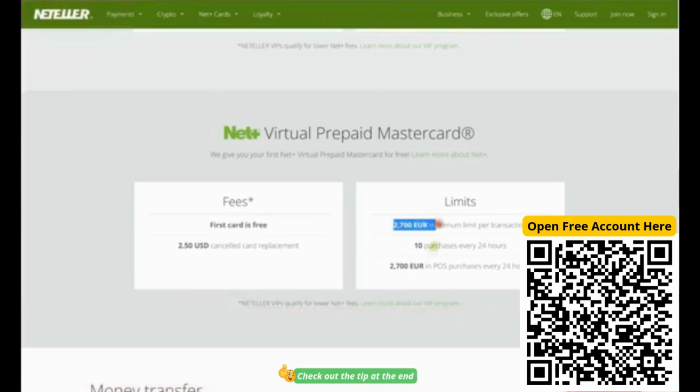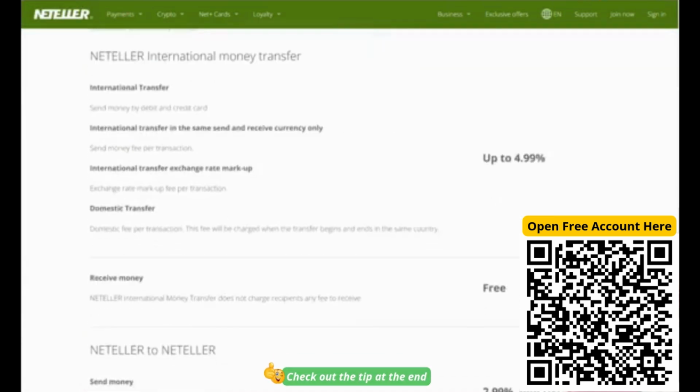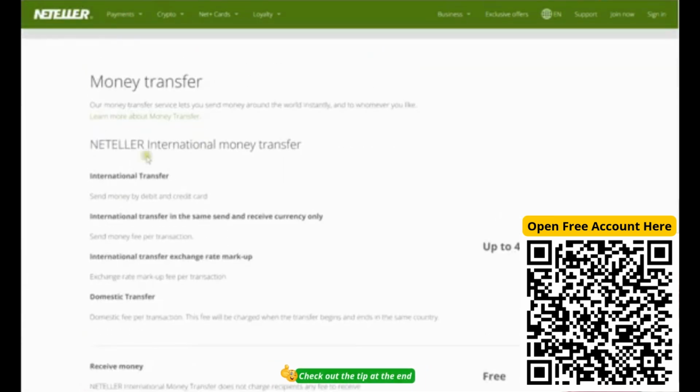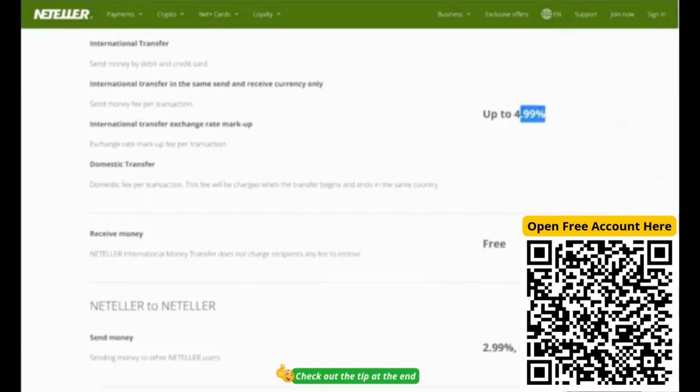And you also have limits in your virtual card that are the same as the physical ones. There are also fees involved in regards to international money transfers, up to 5%. So as I said before, it's really expensive to use Neteller, 5% for a money transfer.